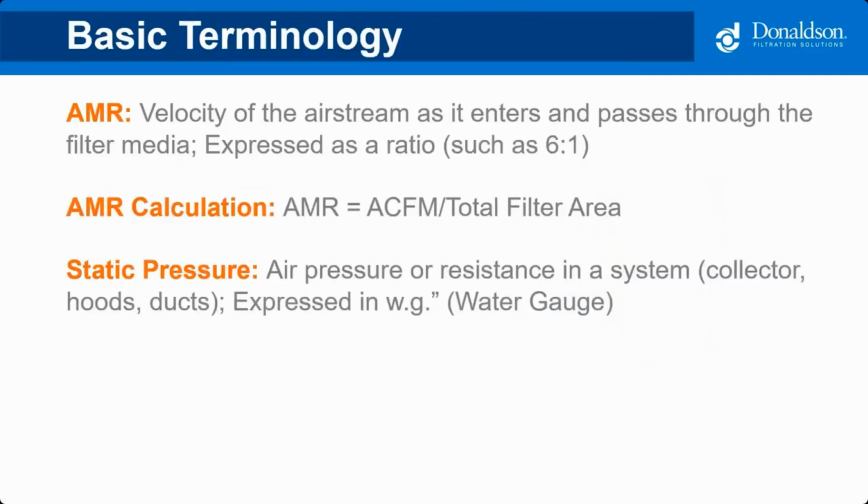I already mentioned air to media ratio, or AMR. It's the same as filtration velocity. It's calculated by taking the actual CFM and dividing it by the total filter area. It's expressed as a ratio, such as 6:1. In this case, it represents 6 cubic feet of airflow for every 1 cubic foot of filter media.